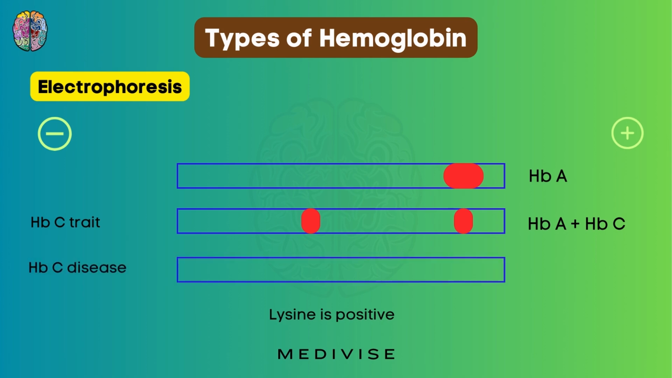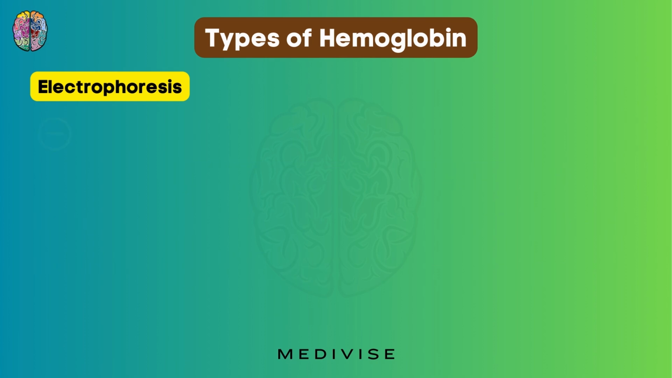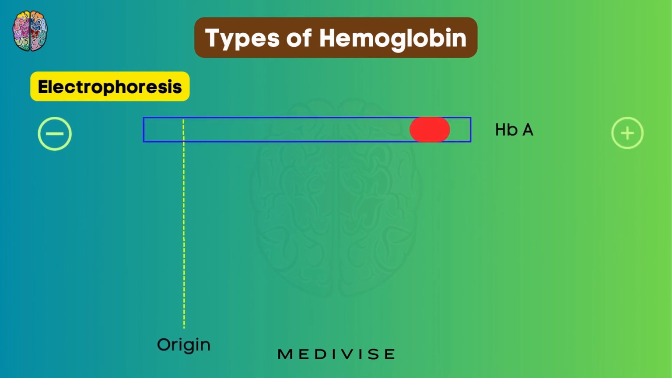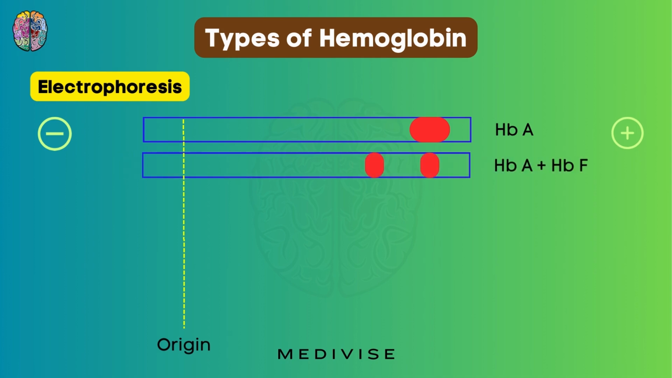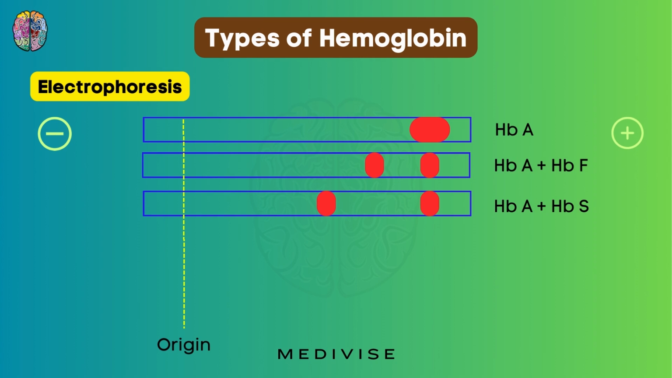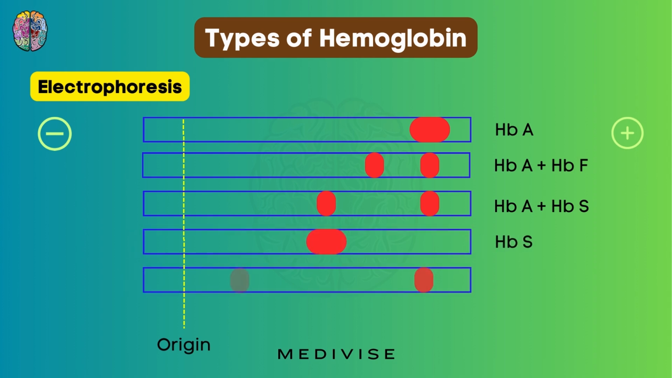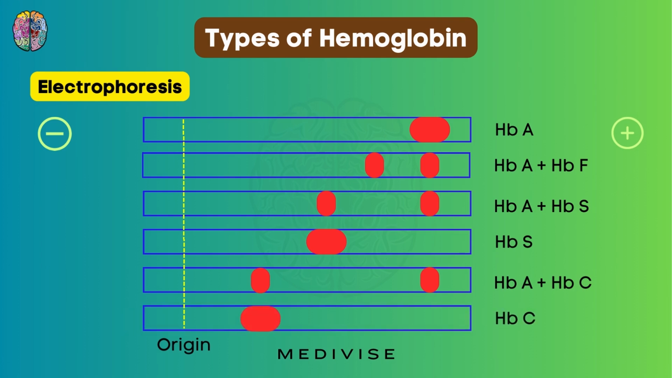Now in HbC disease also, the person will only have HbC. Due to this, all of the hemoglobin will be collected at one point, which is towards the negative pole. Finally, let's just compare all of these hemoglobin in a single chart. So here we have HbA, then we have HbF and HbA, then we have sickle cell trait where the person has both HbA and HbS. We have HbS or sickle cell disease. We have HbA and HbC, which is HbC trait. And finally, we have HbC or HbC disease.